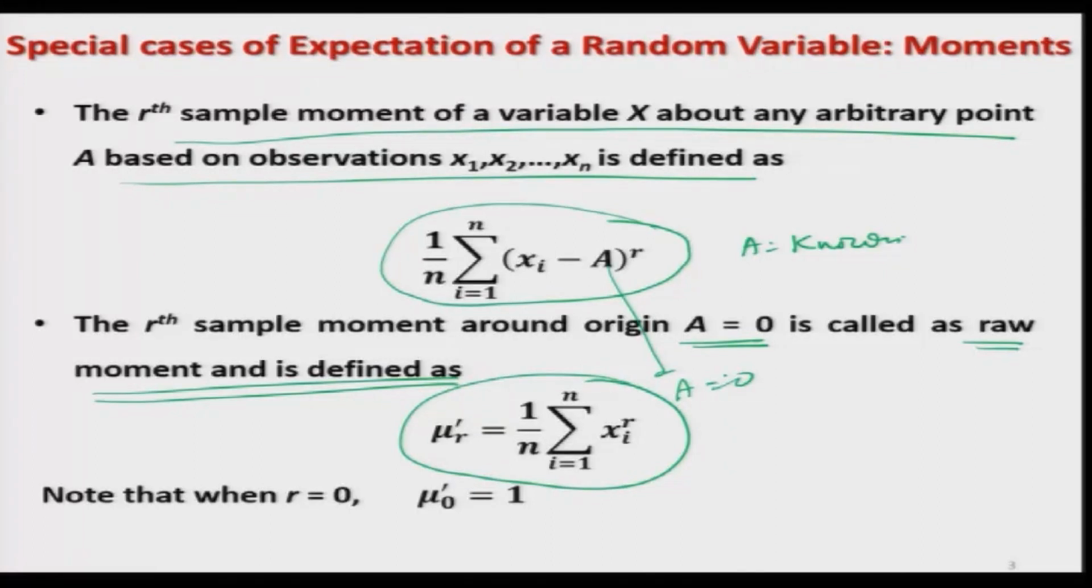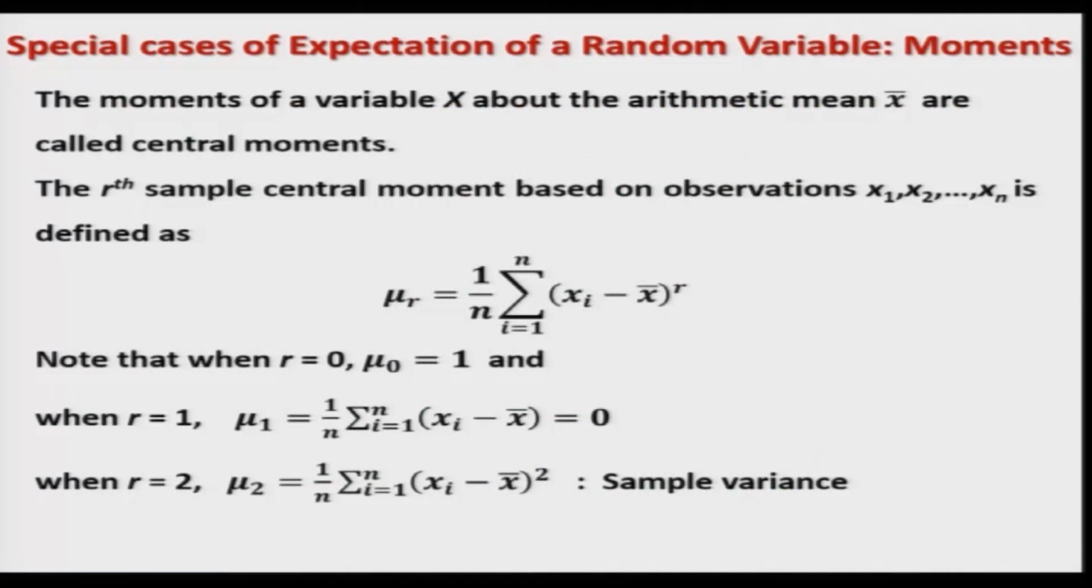Now even if you take r equal to 0, you see what happens. This gives you mu 0 prime equal to 1. And if you take r equal to 1, then mu 1 prime becomes 1 upon n summation i goes from 1 to n xi, which is nothing but your sample mean, or the mean of the sample observations.